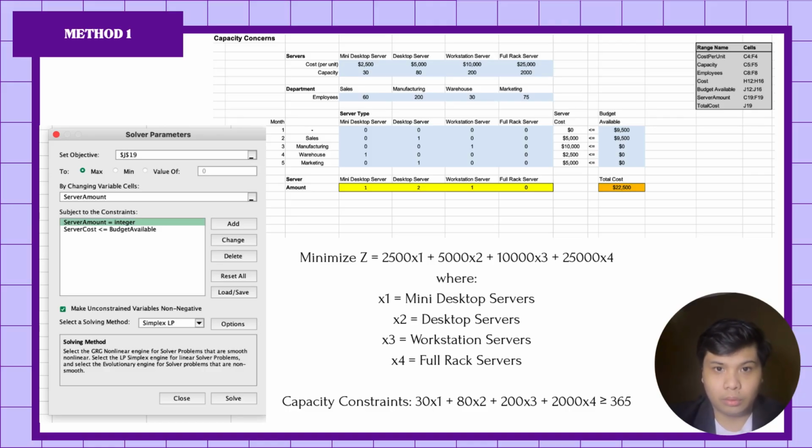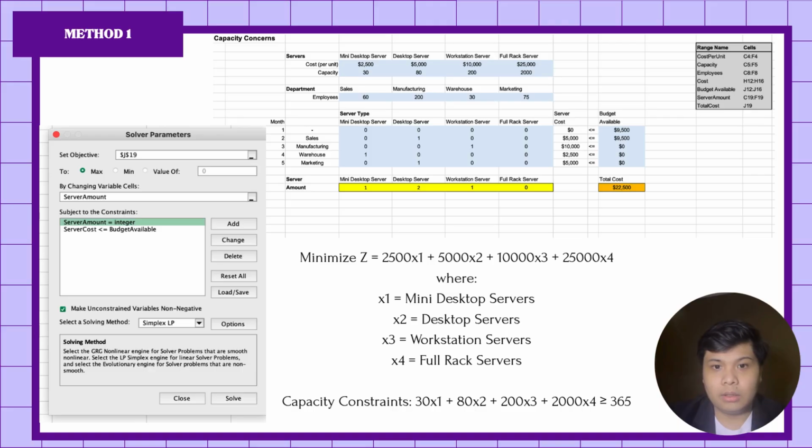Set the objective, or the total cost cell, to max, because we aim to utilize the full budget without overspending. Change the variable cells to server amount. These are the decision variables. The constraints: server amount equals integer, because you can only purchase whole servers, and server cost less than or equal to budget available. Total cost per month must not exceed the budget allocated for that month.